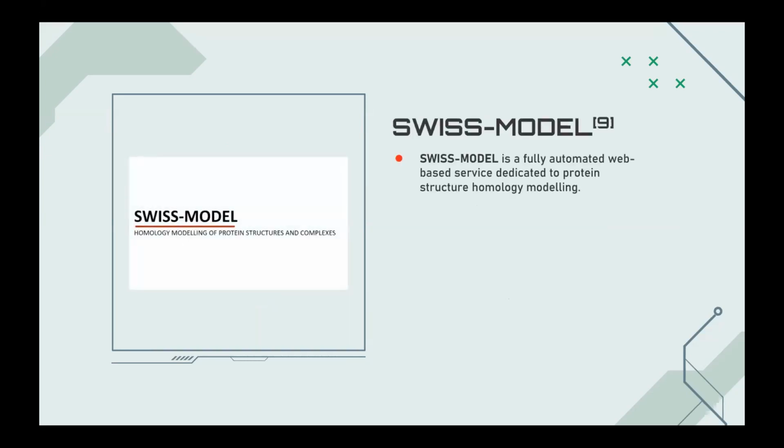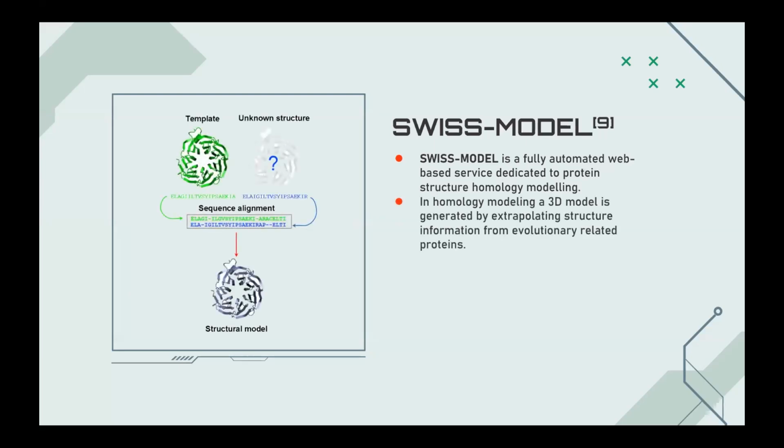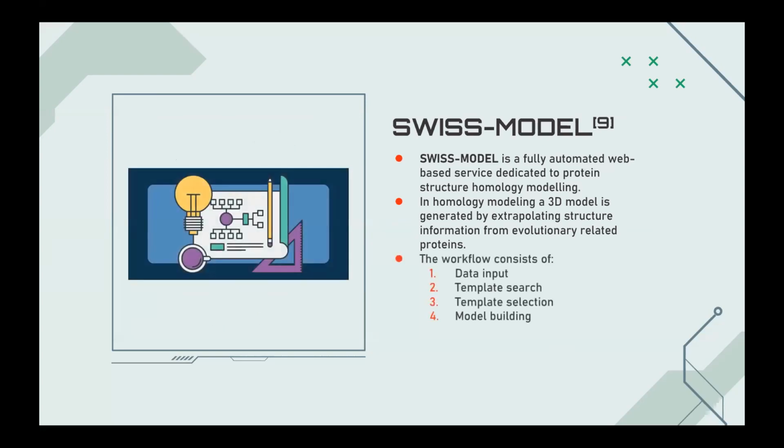Swiss Model, on the other hand, is a fully automated web service dedicated to protein structure homology modeling. You may ask me, what is homology modeling? Homology modeling is simply, we have an unknown structure of a protein. We will compare that protein to a closely related protein, and then a computer can build us a 3D structure of our unknown protein. The Swiss Model workflow is very intuitive and relatively easy to use.